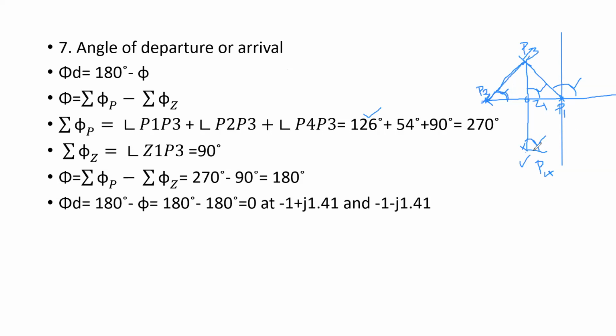The angle between P4, you have a pole here, and this, when you join the line, exactly you see it is 90 degrees. You add, you get 270. What is the angle made between this 0 and this? They are on a straight line. When you join this, what is the angle between this line and the real axis? 90 degrees. Then total angle from poles minus total angle of 0s: 270 minus 90 is 180. So the angle of departure is 180 minus this 180, so it is 0. The angle of departure for both of them will be 0.